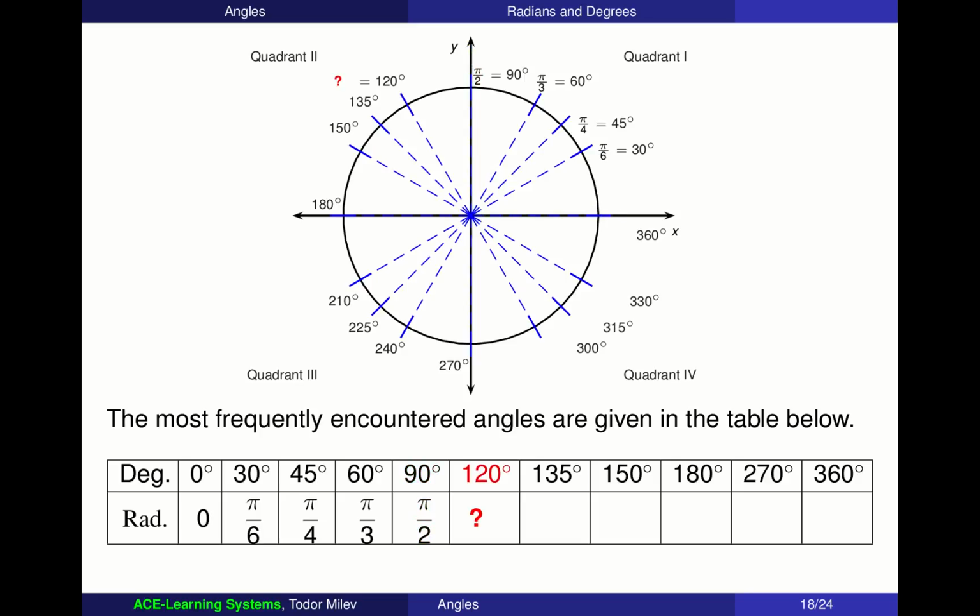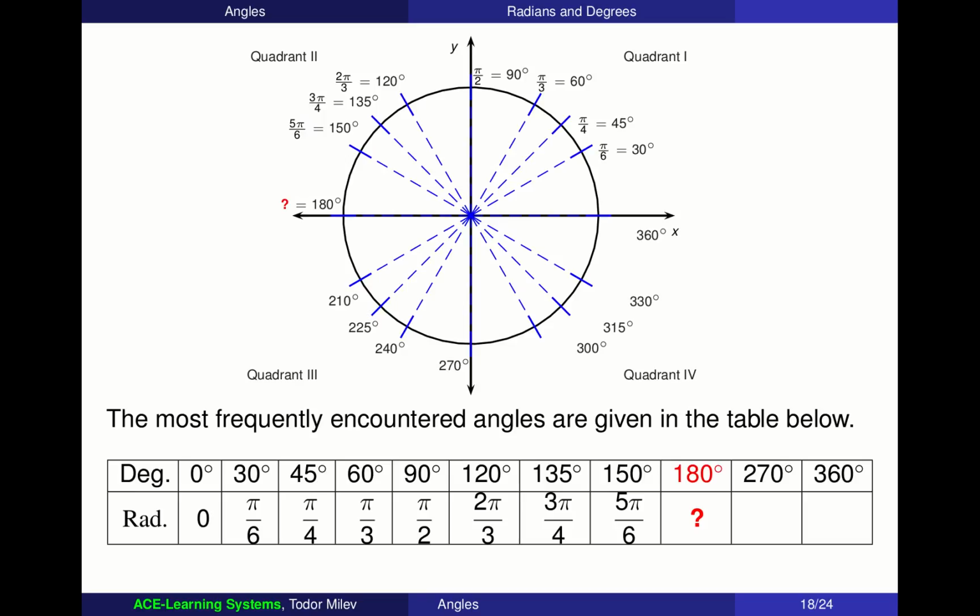120 degrees in radians, I'm sure you guessed it correctly, 2/3 of pi. 135 degrees in radians, that's this angle. 135 degrees in radians, I'm sure you guessed it correctly, 3/4 of pi. 150 degrees in radians, I'm sure you guessed it correctly, that's 5/6 of pi.